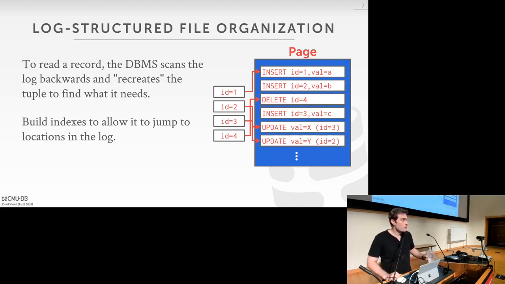If we were replicating the database, would a log structured file organization be more advantageous than a slot map or slot array? So the question is, if the database is replicated on several machines in a distributed setting, would a log structured file organization be more advantageous than the slotted page array? I think it depends on a lot of factors.